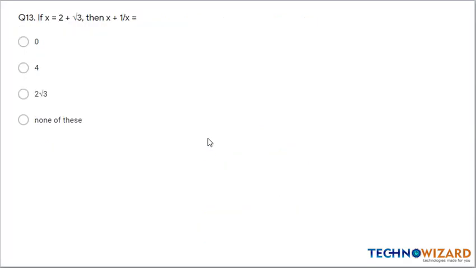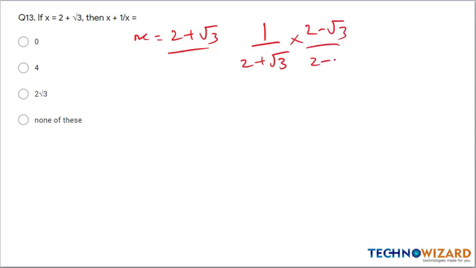Next question, question number 13. You have to solve this question. Now, x is equal to 2 plus root 3. Then what will be the value of 1 by x? 1 by x is 1 upon 2 plus root 3. I am rationalizing here, multiplying by 2 minus root 3 in the numerator and denominator.